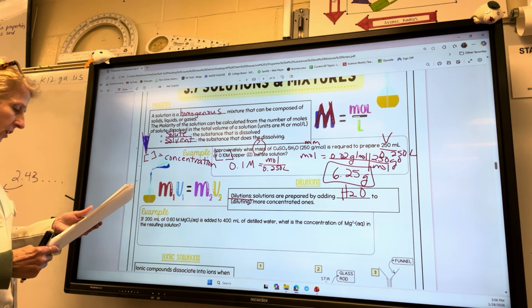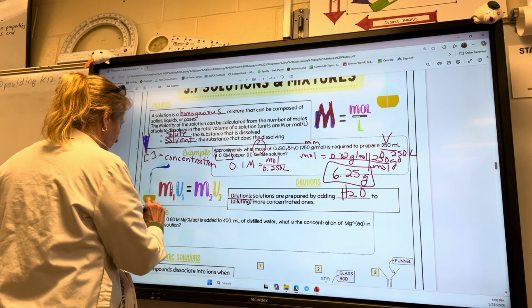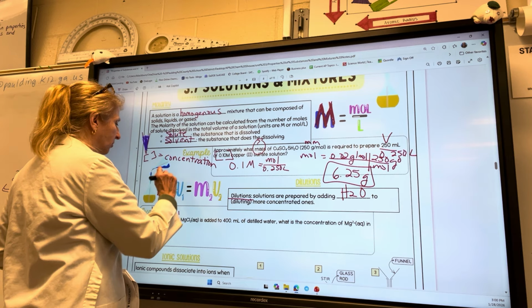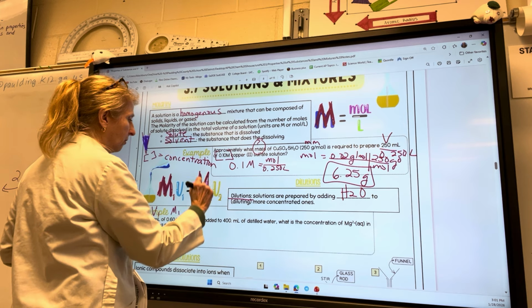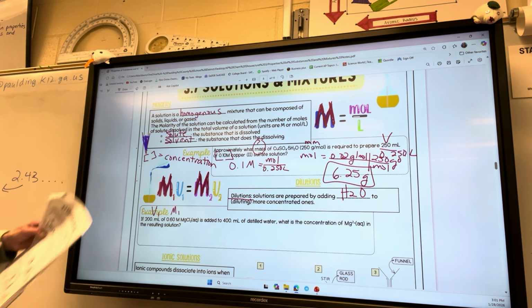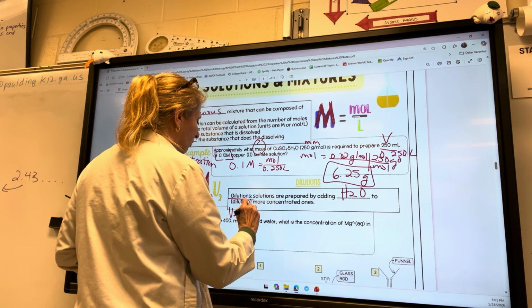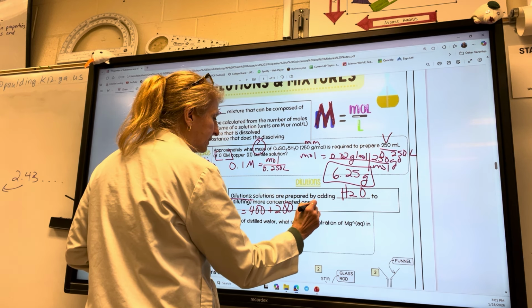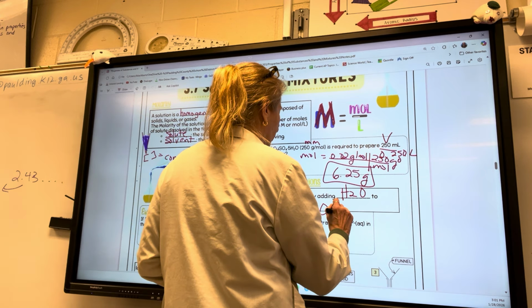For example, you've got a volume 1 of 200 milliliters of a concentration 1 of 0.6 molar. So these should be our big M's. Make these big M's too. These are not little M's. Okay. This is added to 400 milliliters of distilled water. So volume 2 is going to be equal to 400 plus 200, which is equal to 600. Does that make sense to everybody? That's our new milliliters.